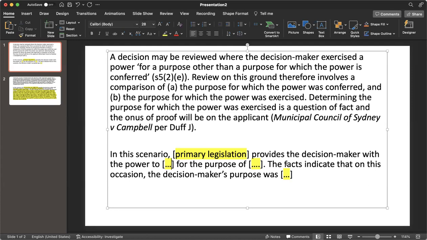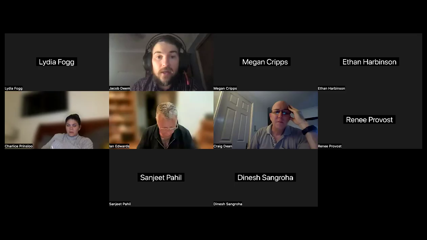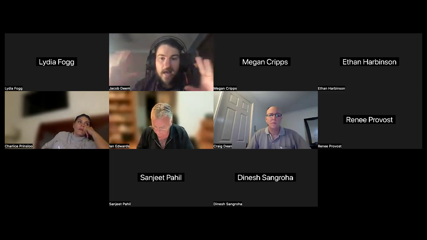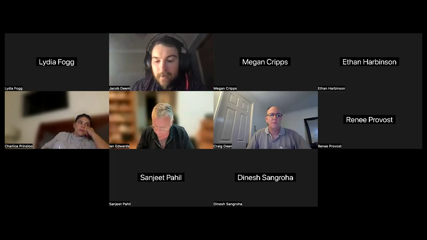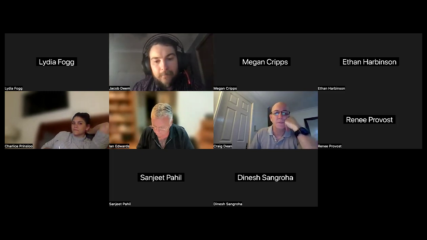So just bearing this as a rough structure in mind, we've talked through already that the purpose of the power is for safety, but can we elaborate a little bit more on the purpose for which the power was exercised, and particularly thinking about the fact that we are going to bear the onus of proving this ulterior motive or this other purpose that was used? What do we think might be the issue here?